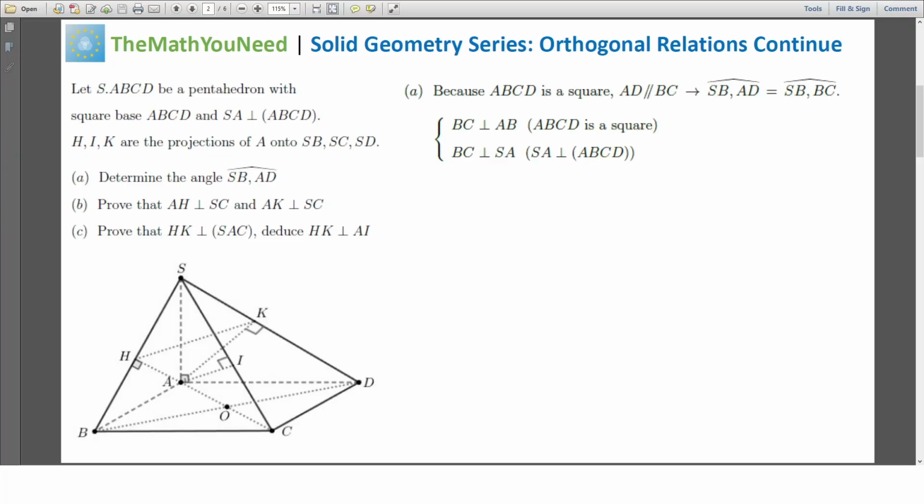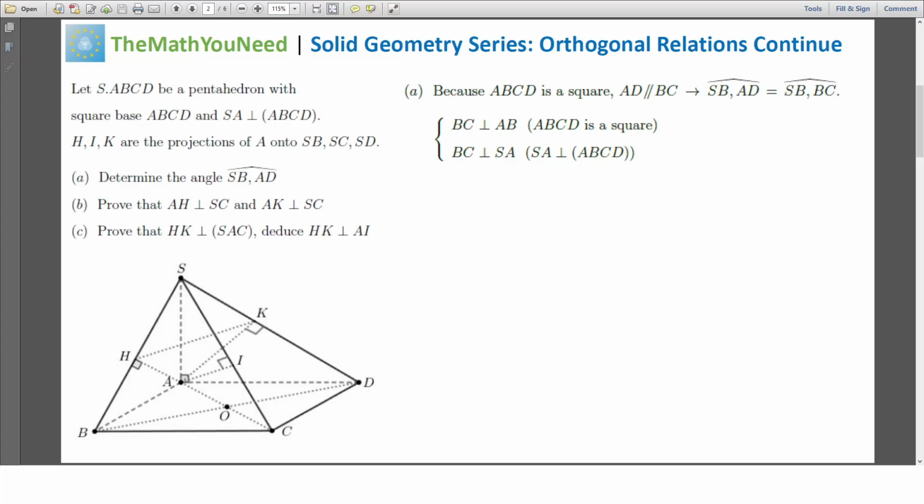So hopefully part A is straightforward for all of you. Now, I realize that this is the angle question, so it's not really orthogonal relations, but in the problems, there can be a mix of multiple questions. But for the most part, this is still an orthogonal relation problem, especially when it comes to part B and C. So please bear with me.